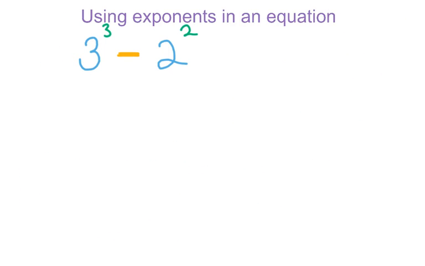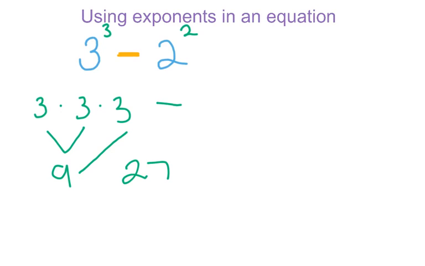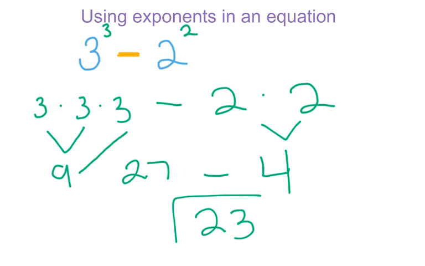3 to the power of 3, you would have to multiply 3 times 3 times 3. So 3 times 3 is 9. 3 times 9 is 27. And then since you have 2 to the power of 2, you would have to multiply 2 times 2, it's 4. And then you subtract 27 minus 4, and your answer would be 23. And that was using exponents in an equation.